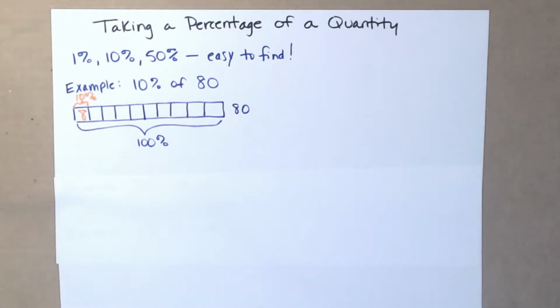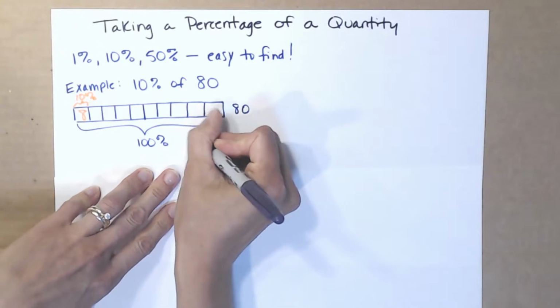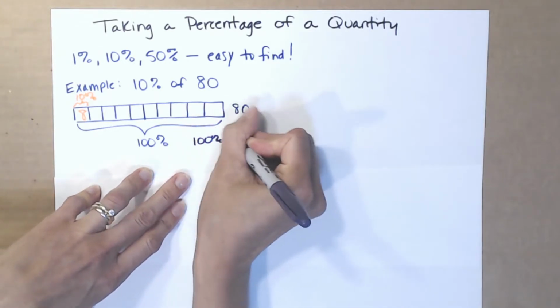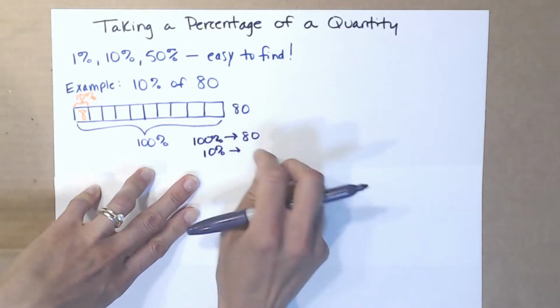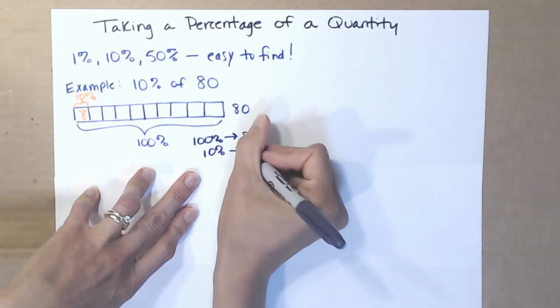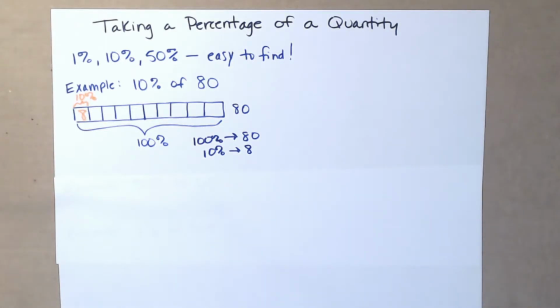Now the way you can write this down to organize your thoughts, you could say 100% is 80, so 10% would be 80 divided by 10, or 8. So to find 10% of any number, you just divide it by 10.